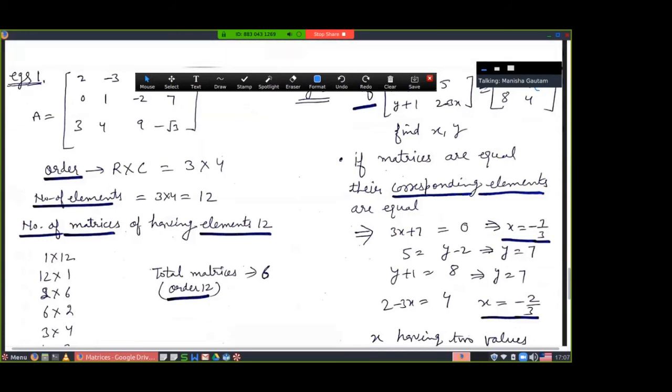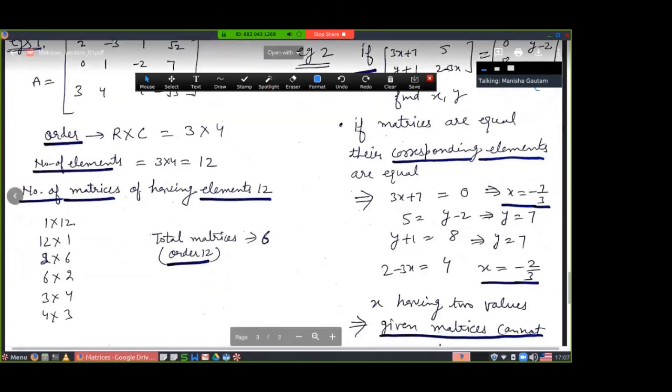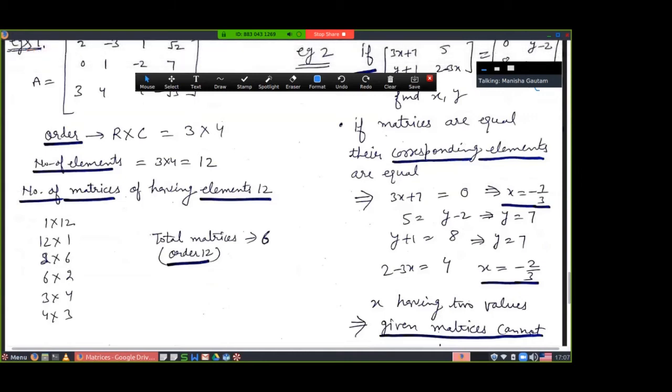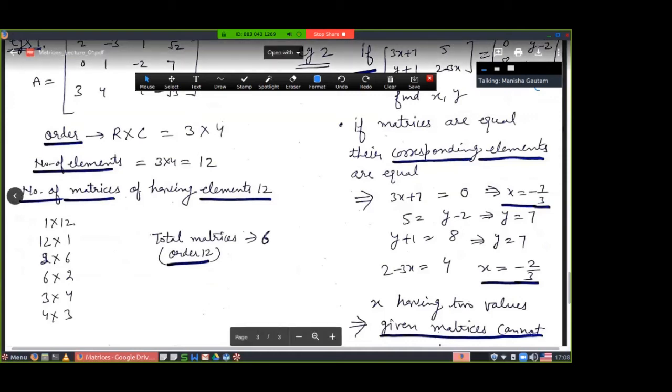Here is a question. How many matrices can we form by taking 12 elements? First, 1 by 12, the multiplication will be 12. 12 by 1, again you are getting 12. 2 by 6, 6 by 2, 3 by 4, 4 by 3. It means these 6 orders are the orders of matrices having 12 elements. It means the matrices of order 3 by 4, 4 by 3, 6 by 2, 2 by 6, 12 by 1, 1 by 12 are the matrices of 12 elements. Total 6 matrices are here having 12 elements.